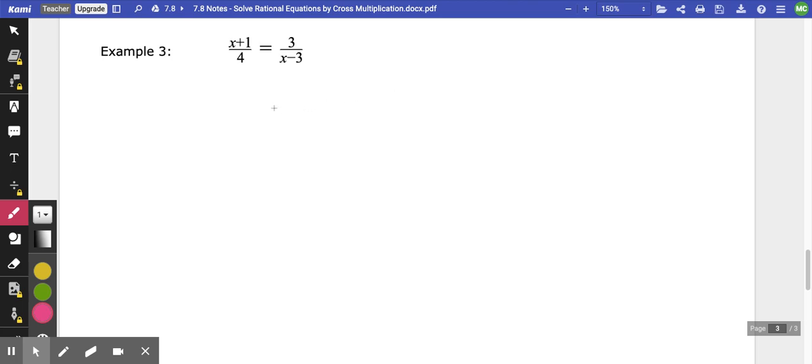Our final example today is, again, one fraction equals another fraction. And once again, I want to state the values of x that are not allowed before I go through with the cross multiplying. So I'm going to start by saying the first denominator 4 does not equal 0, and the second denominator x minus 3 does not equal 0.